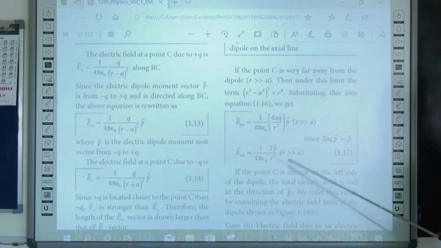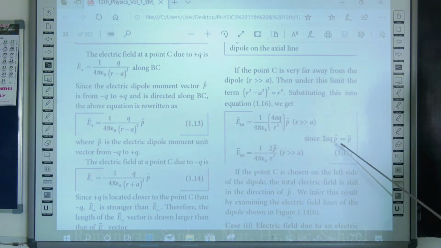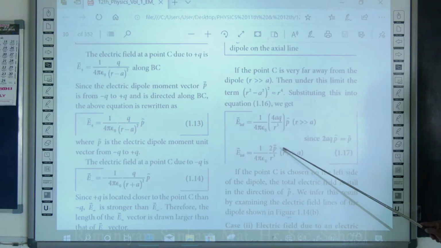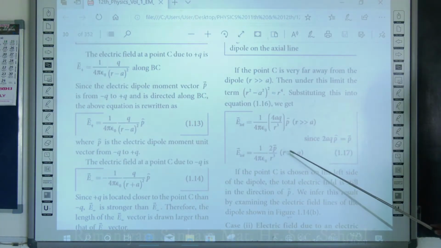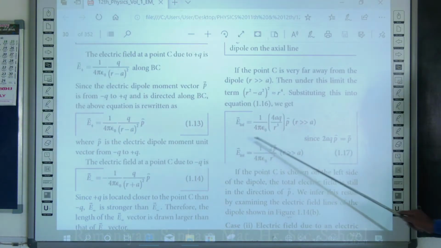Then you should remember what the P vector is. P vector is what? Memorize, 2aq P cap. So 2aq P cap, the 2 is remaining, that they write, then P vector. This is the final answer. When r is greater than a, don't combine it with this, we can write it separately. This is only the box for doing the problem.